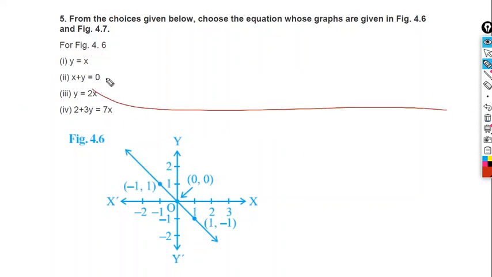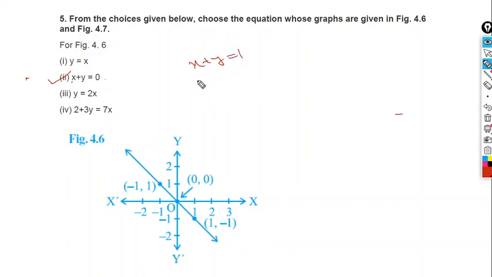Okay, then we will move to the second one. x plus y equal to 1. x plus y equal to 1. Okay. Let's take the first.